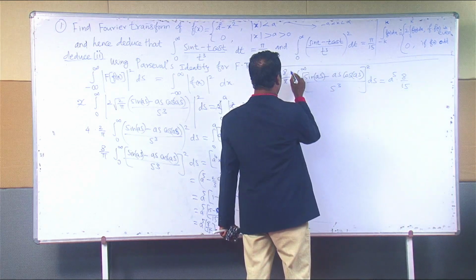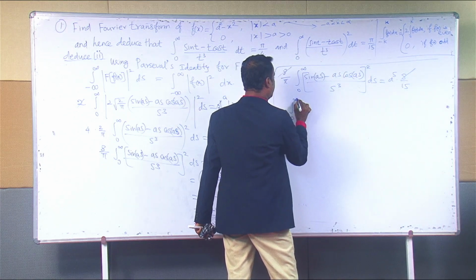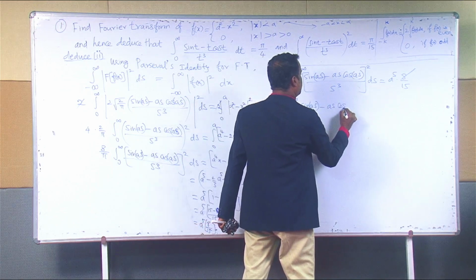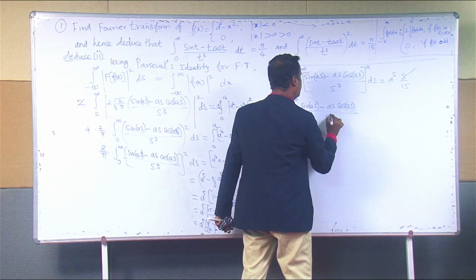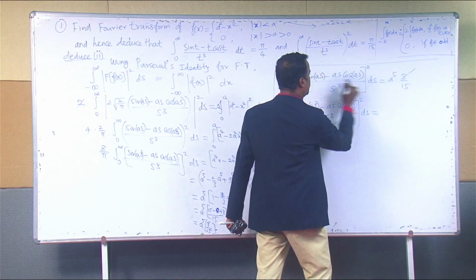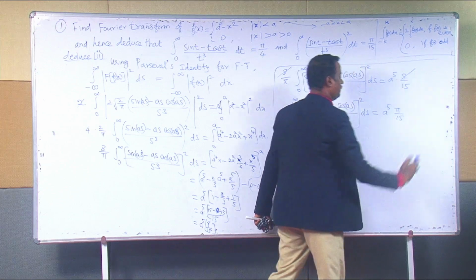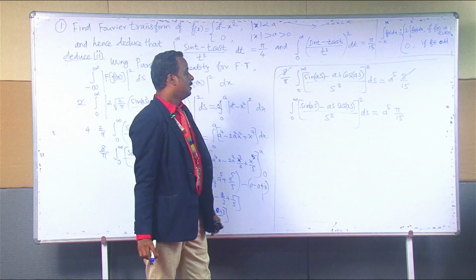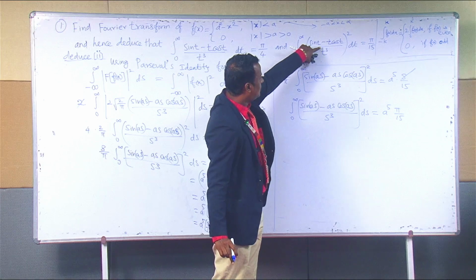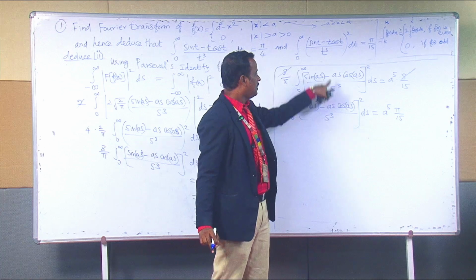See, the 8 and the 8 get cancelled. We can write the integral 0 to infinity (sin as minus as cos as) divided by s cube the whole square ds, which is equal to a power 5 into pi by 15. But to prove the result we need t power 3 the whole square. So instead of t power 3 we have s cube, okay, instead of t cube we have s cube.